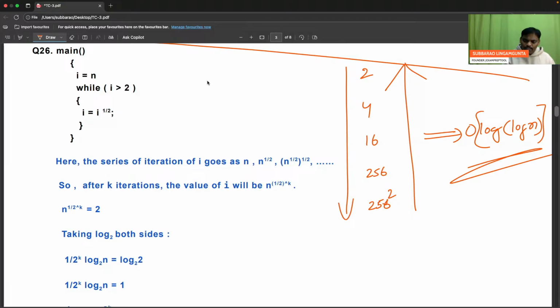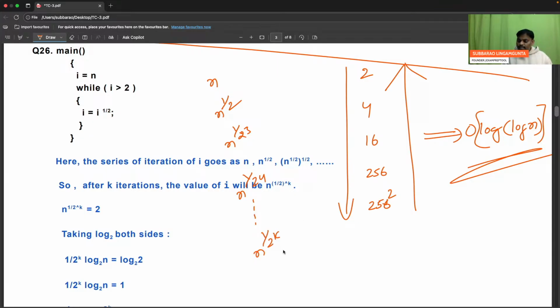Initially i is n. Next one, n power 1 by 2. Same story. Don't memorize anything. Until you are confirmed, keep on doing the proof. When you are confirmed, do it directly. n first. Next one, n power 1 by 2, then n power 1 by 2 whole cube, then n power 1 by 2 power 4. If I do it 4 times, this is the story. If I do it k times, n power 1 by 2 power k.